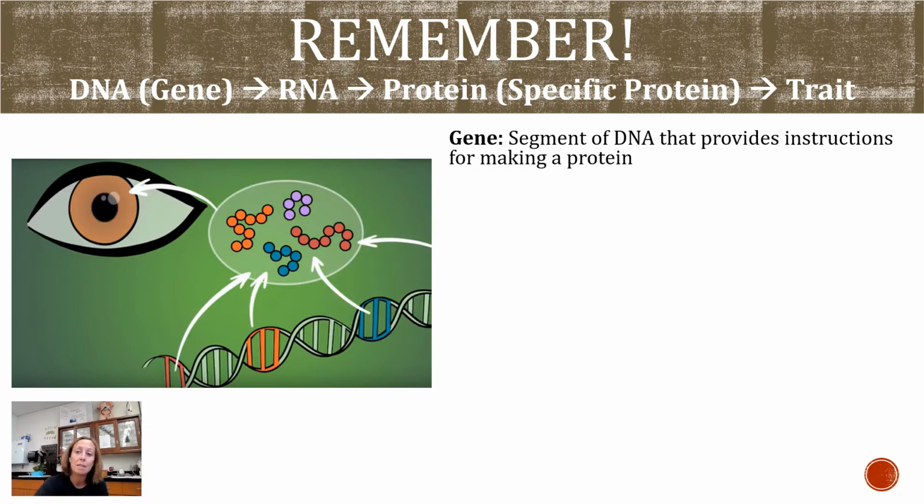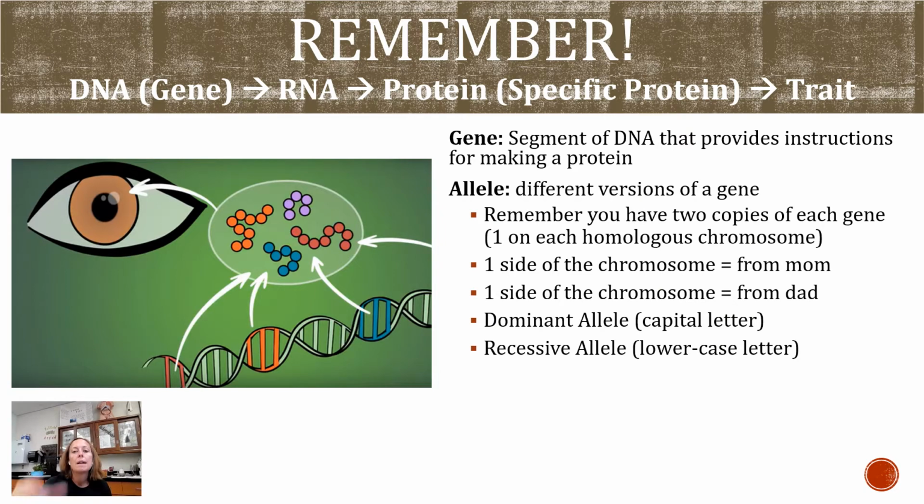So our gene is a segment of DNA that provides instructions for making a protein. An allele is a different version of the gene. So remember that you have 2 copies of each gene, the homologous chromosomes. You get one from mom, one from dad. They come together and you've got 2 copies. They have the same genes, but they can carry different information. Also remember from all the way back last year that we have dominant alleles and recessive alleles. The dominants are usually a capital letter and they usually code for a protein. Recessive are lowercase letters, and usually they don't code for a protein.